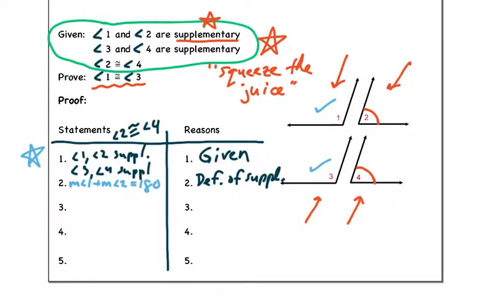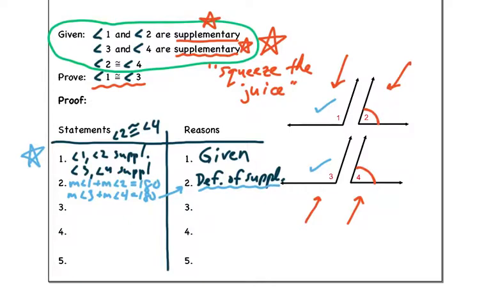But could we also say that, over here, let's squeeze some more juice out. 3 and 4 are supplementary, right? So can we use that as a step in the proof? Sure. Let's say that in the same step. How about the measure of angle 3 plus the measure of angle 4 equals 180? Same reason, right? So I can put it in the same step. So step 2 has 2 things in it. Angle 1 plus angle 2 equals 180. And angle 3 plus angle 4 equals 180. Why? Because they're supplementary. So by the definition of supplementary. Okay, that's a great start so far.